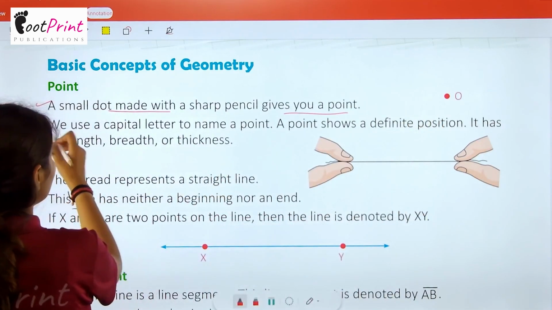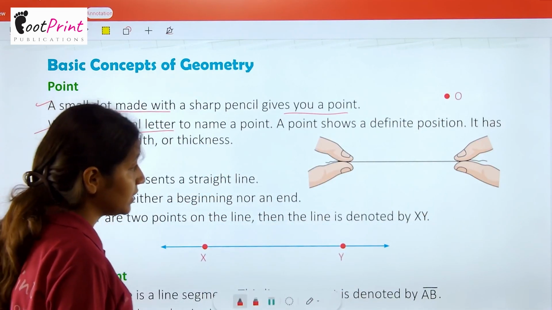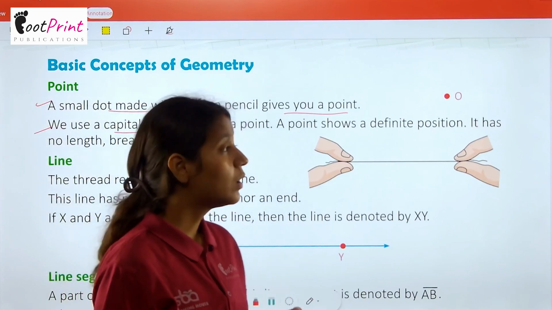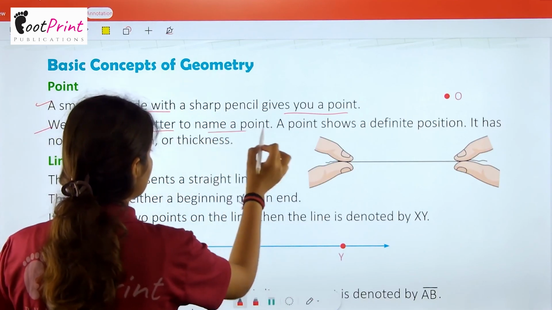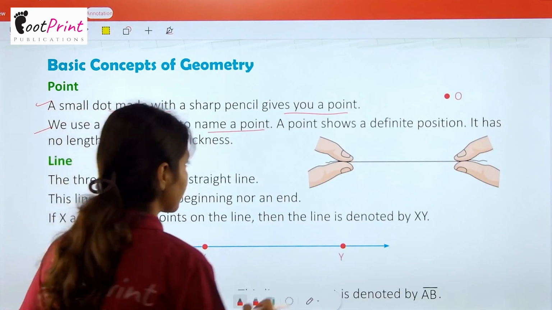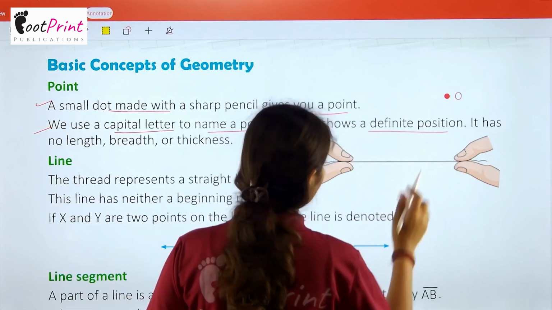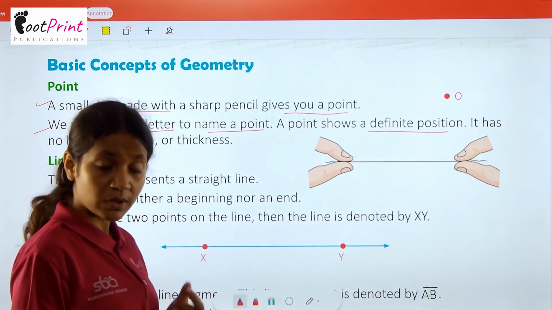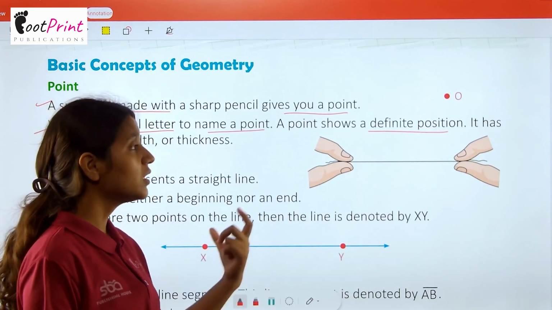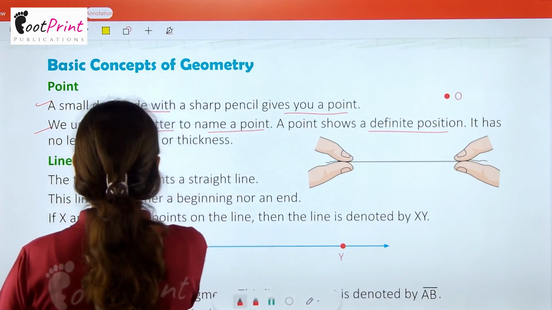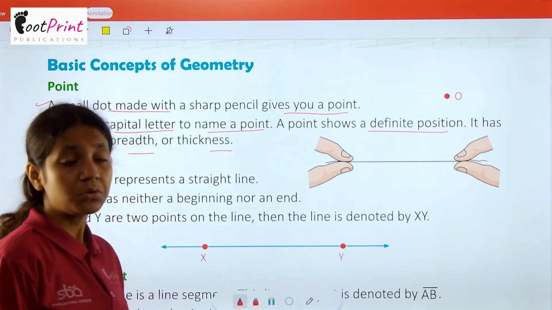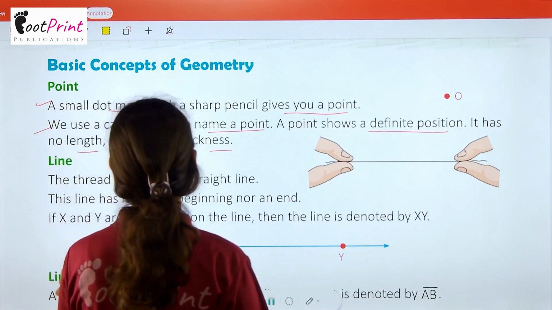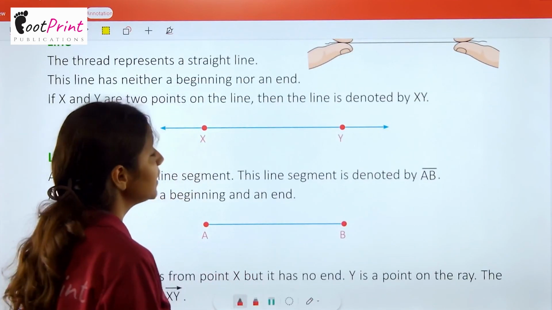Then we use a capital letter to name a point. हम एक capital letter को लेते हैं as a name of a point. A point shows a definite position. हम point क्यों लेते हैं? ताकि हम एक definite position बता सकें. It has no length, no breadth और no thickness. इसकी कोई length नहीं होती है, breadth नहीं होती है and thickness भी नहीं होती है.